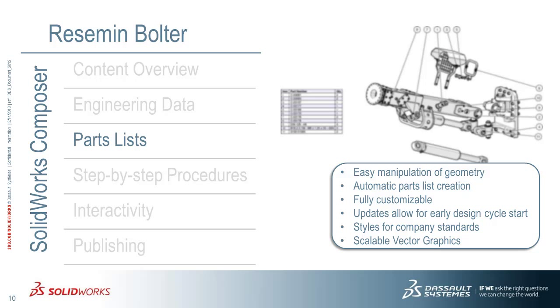We saw that it was easy to manipulate and move the geometry anywhere we wanted on screen. The parts list was created automatically, and it was fully customizable, as well as those trail lines, using the properties on the left-hand side of the screen. We were able to handle an update from the engineering software quite easily, allowing us to start the documentation process very early in the design cycle. We also saw that we had support for styles that are unique for things like company standards, and we saw that we could publish out to a scalable vector graphics format for use in tools such as Adobe Illustrator.